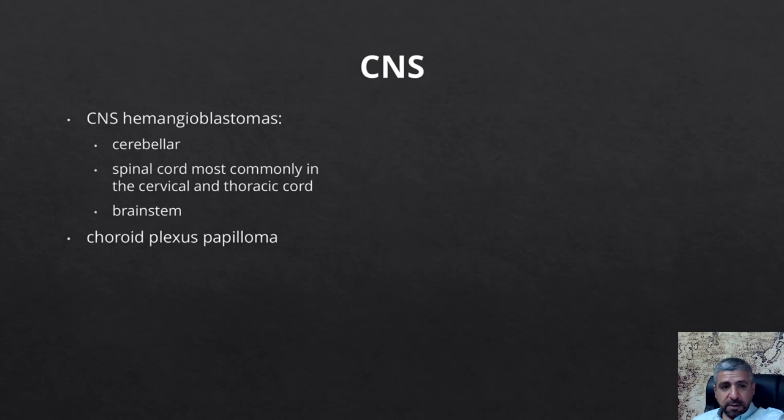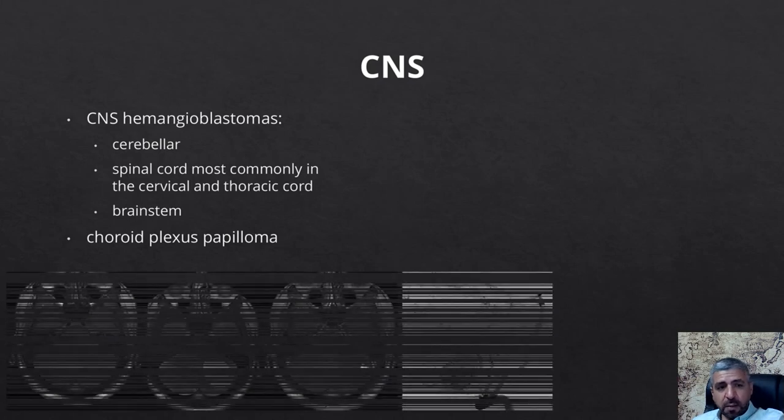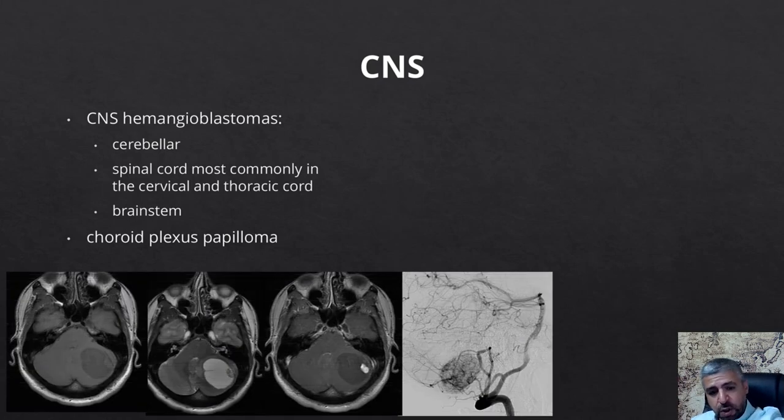Regarding the central nervous system, we have what's called the CNS hemangioblastoma. Hemangioblastomas are very typical findings in von Hippel-Lindau disease. They can usually be seen in the cerebellum or in the spinal cord, and in the spinal cord most commonly in the cervical or thoracic cord, and they can also be seen in the brainstem. This is an example of hemangioblastoma.